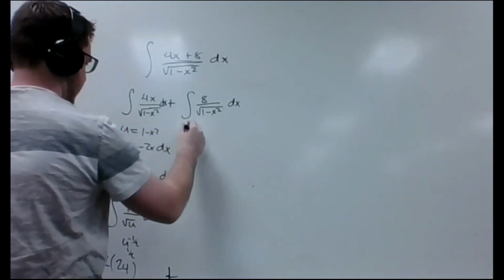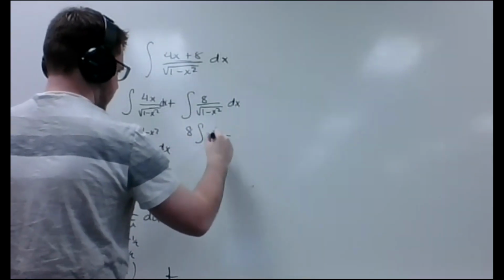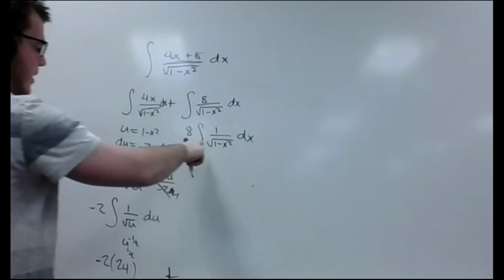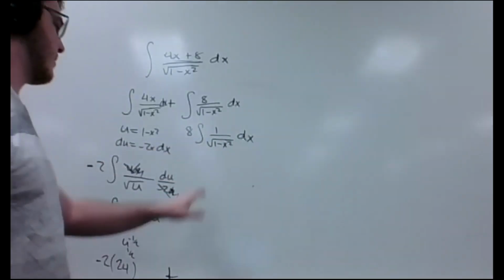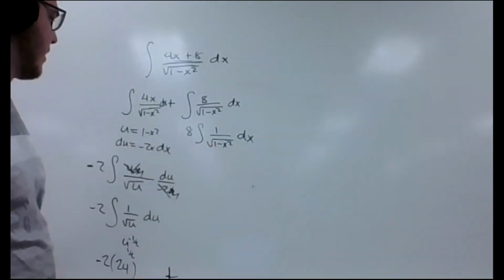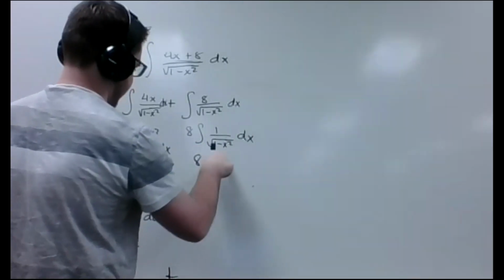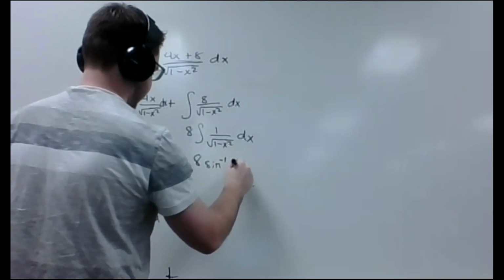All right. So now we kind of have to go back up and solve the other side of our equation. And so we can pull the 8 out and have 1 over the square root of 1 minus x squared, right? And then this becomes an inverse trig problem, right? Because we know the derivative of inverse sine is this. So we can say that that's just going to be 8 inverse sine of x, right?